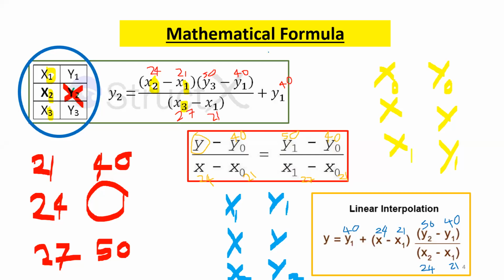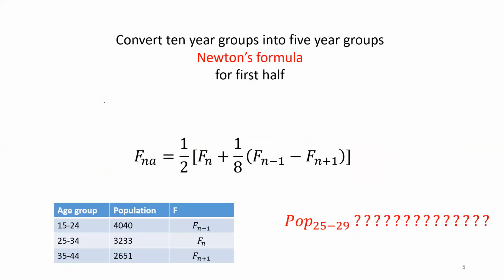The answer should be 45. That's the answer for this missing space. It should be 45. Then 45 should come in these three equations, so you can try it. Okay, then the Newton's formula.